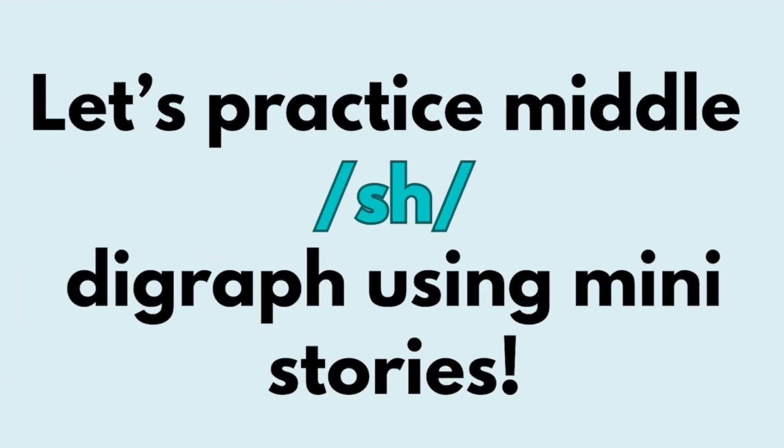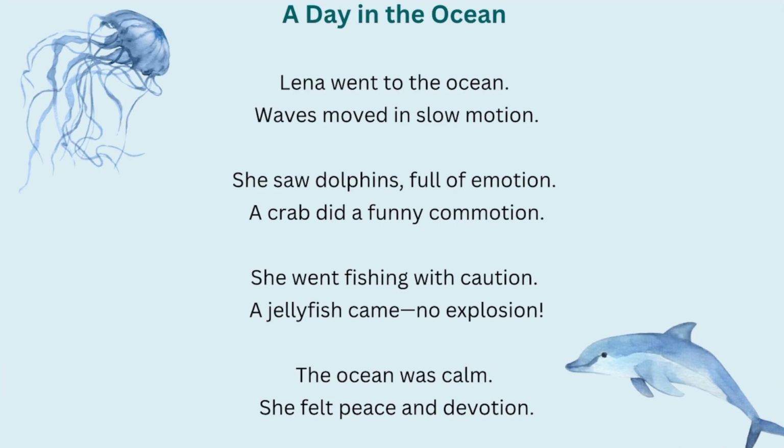Now let's practice middle sh digraph using mini stories. A day in the ocean. Lena went to the ocean. Waves moved in slow motion. She saw dolphins full of emotion. A crab did a funny commotion. She went fishing with caution. A jellyfish came. No explosion. The ocean was calm. She felt peace and devotion.